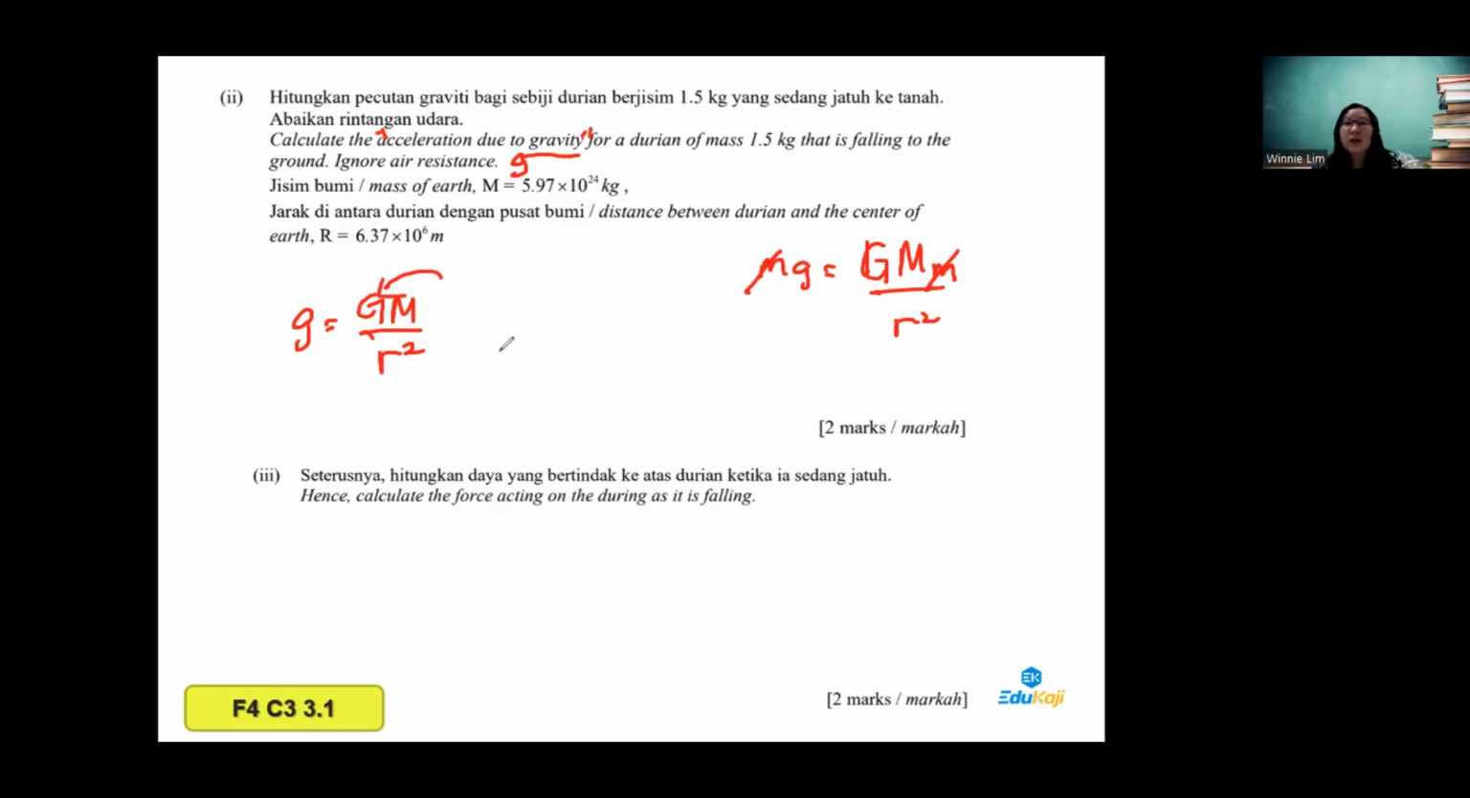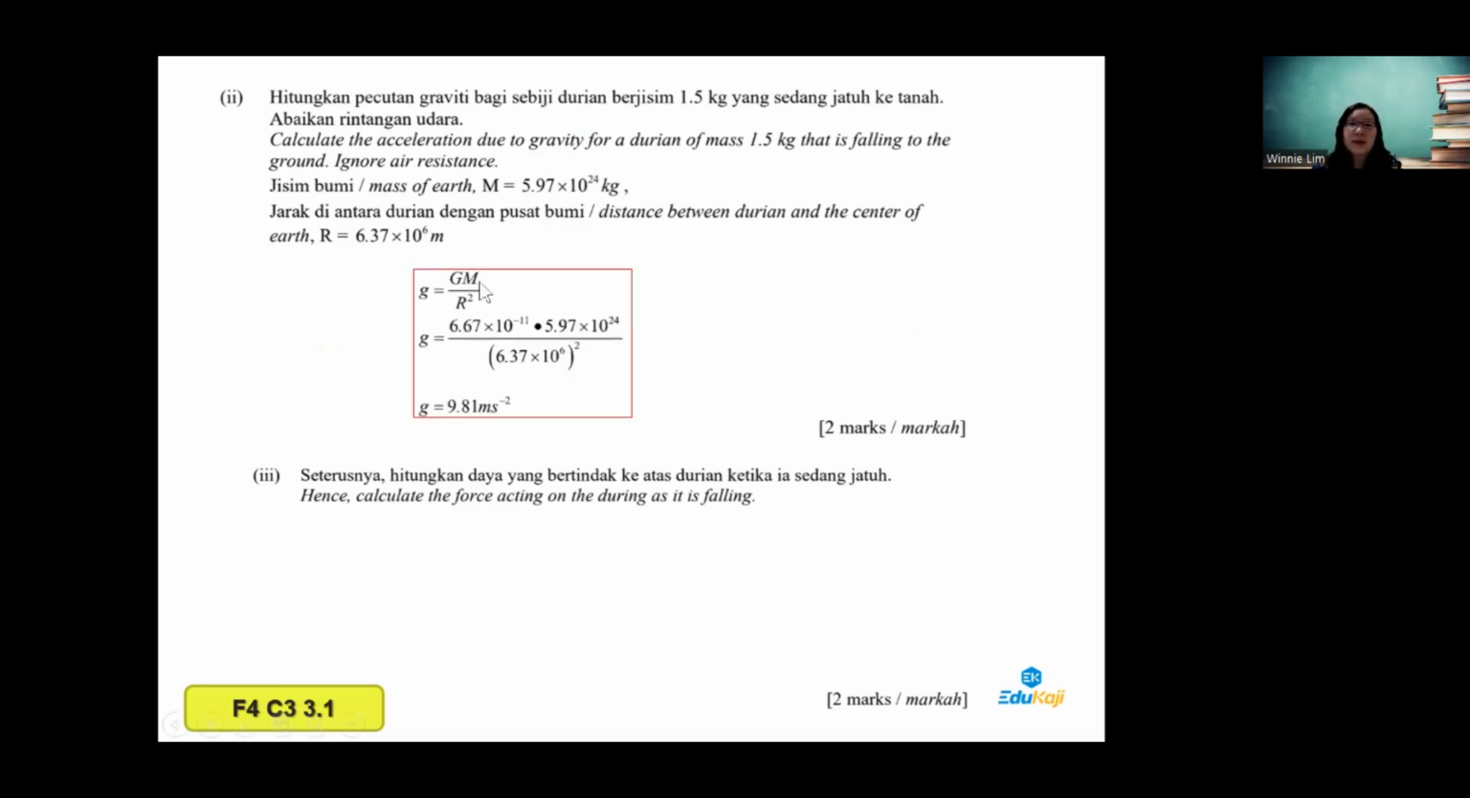Get the idea? Then, of course, you substitute accordingly. The capital G, they will give you in the formula list, okay? Or actually, by right, it's supposed to be over here, right? Or sometimes they will just show it in the questions, okay? So this is what I said just now. The formula is GMm over R squared.